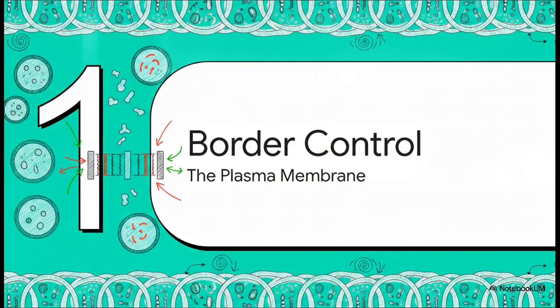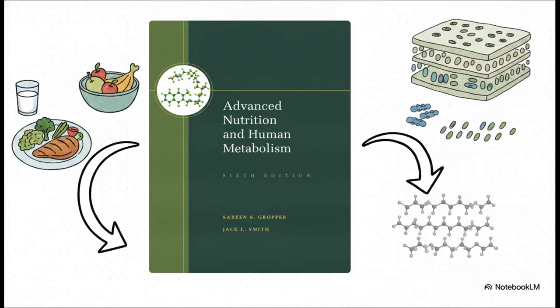Moving to Section 1, border control, officially known as the plasma membrane. This outer boundary totally encapsulates the cell. It acts as strict border control, dictating exactly what's allowed to enter and exit. And looking at this side-by-side comparison brilliantly illustrates the sheer scale of what we're dealing with here.